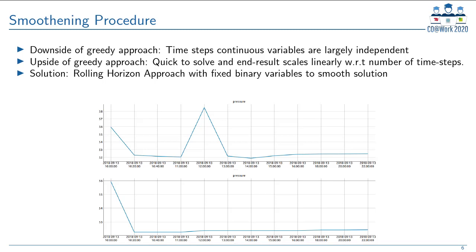Below, you see an example of why smoothing is needed. The upper graph shows the pressure of an element over time directly after the greedy solution is returned. Note that it jumps at a certain time step. After fixing the binary variables in the rolling horizon approach, however, this jump can often be removed with no ill effect to the objective. An example is the graph below, which shows the flattened line of the above graph.